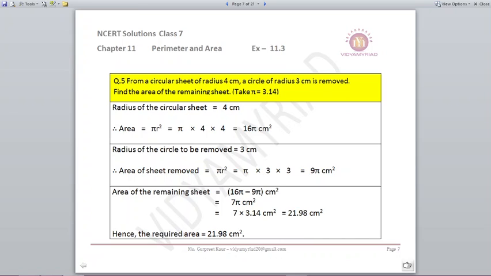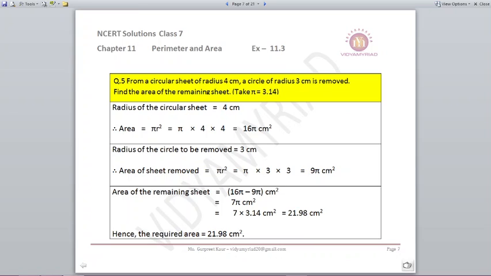Next, we need to find out the circle of radius 3 centimeters to be removed. So, radius is 3 centimeters. So, area of that sheet will be pi r square, which is pi into 3 into 3, 9 pi. So, what will be the area of the remaining sheet? Remaining sheet will be the circular sheet minus the area of the circle which is to be removed, that is 16 pi minus 9 pi, that comes to 7 pi, and we know value of pi is 3.14. So, 7 into 3.14 gives you 21.98 centimeters square.